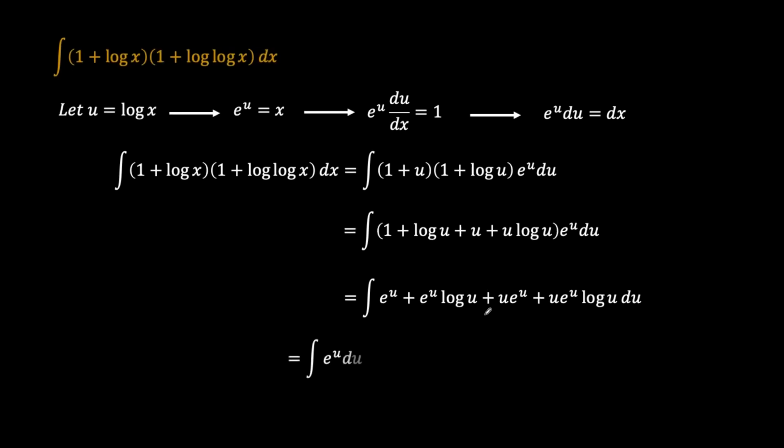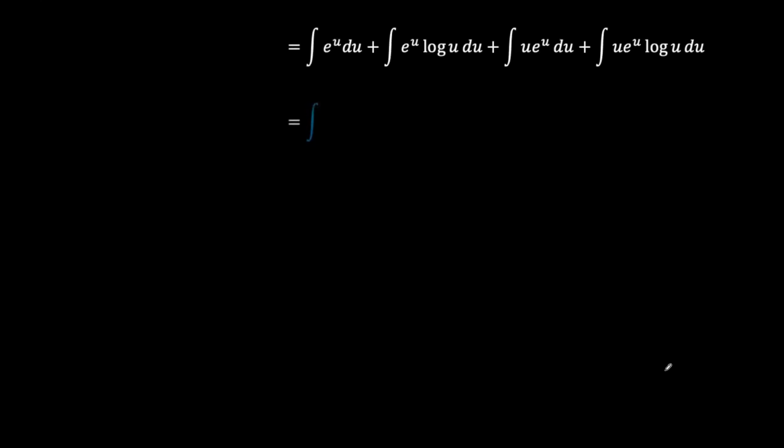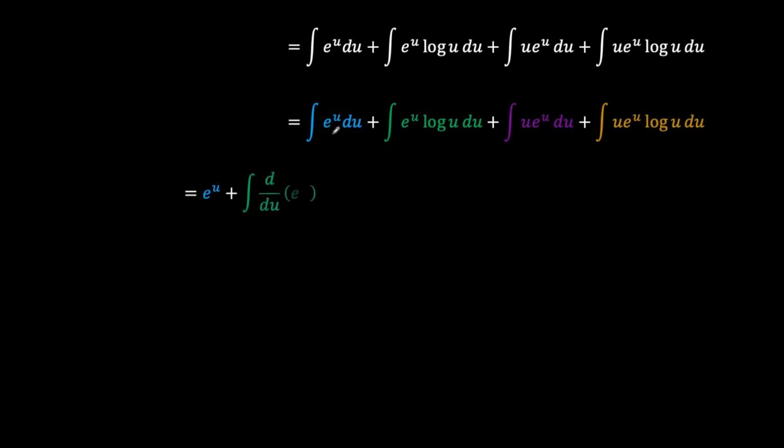So interestingly, there are trivial parts to this problem. What we could do initially is separate all these terms into separate integrals. So we have e to the power u, e to the power u natural logarithm of u, u times e to the power u, and u times e to the power u times natural logarithm of u. I do like color coding these problems. So we have the blue, the green, the purple, and then the yellow. The blue, which is e to the power u, is a very simple problem. The integral of e to the power u is e to the power u.